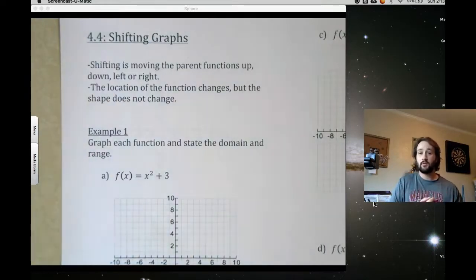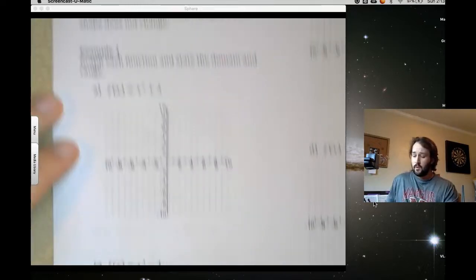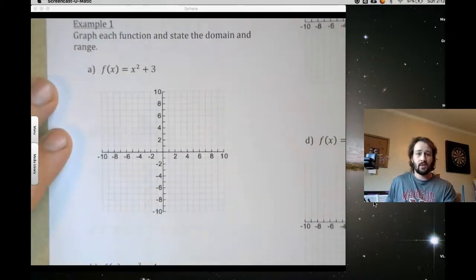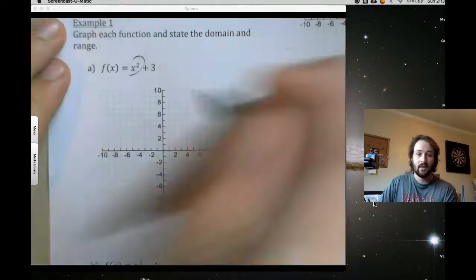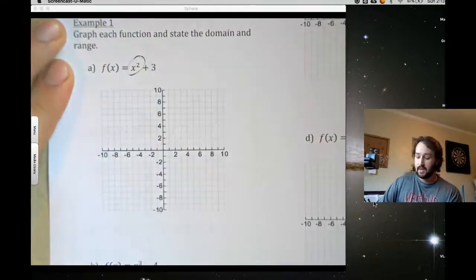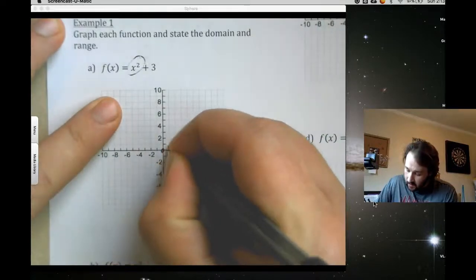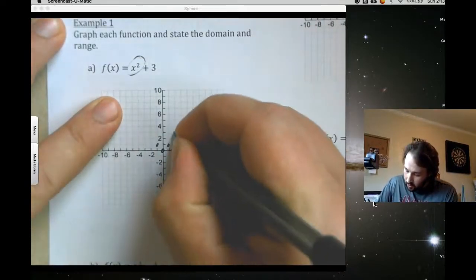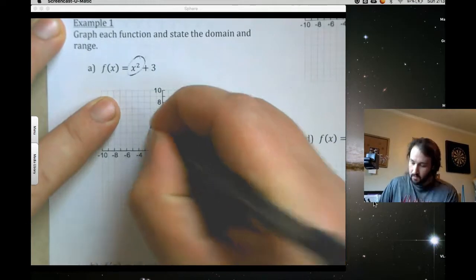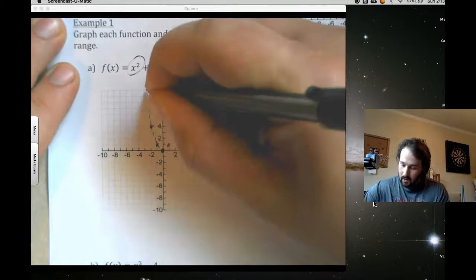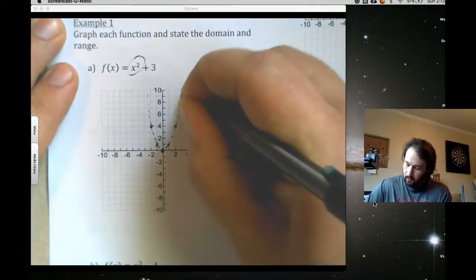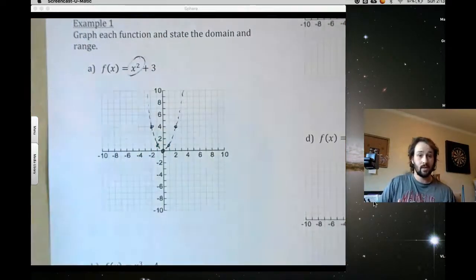I'm going to show you guys how I start with the parent function every single time, and then I come up with my graph from there. So with this one, graph each function, state the domain and range. So the first thing I notice is that I have an x squared, so that makes me think of my parabolic or my quadratic parent function. My quadratic parent function looked something like that. If it helps you, kind of draw in what your quadratic parent function looked like. It was something like that, right?